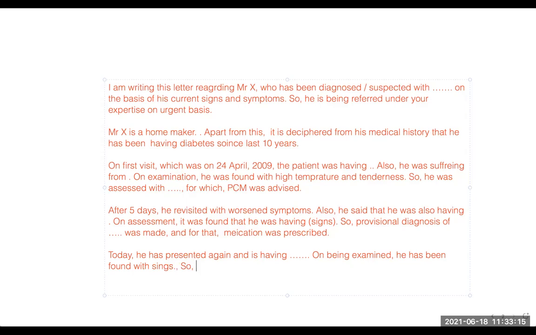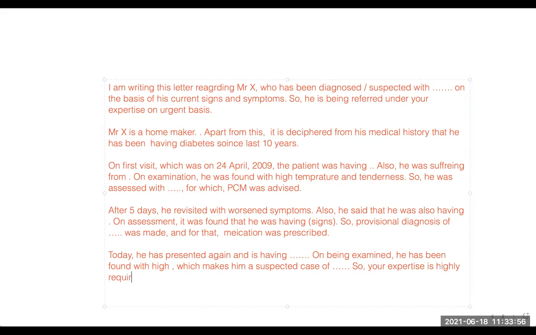So he seems to be a case of, or you can also write a nice line if the signs are few. Suppose the signs are few: he has been found with high lethargy, tenderness, this and this, which, if you want to write nicely, makes him continuous, meaning the continuous sentence will be continued. He has been found with this, which makes him a suspected case of, if you want to write better, which makes him a suspected case of this problem. So in the last line, your expertise is highly required.